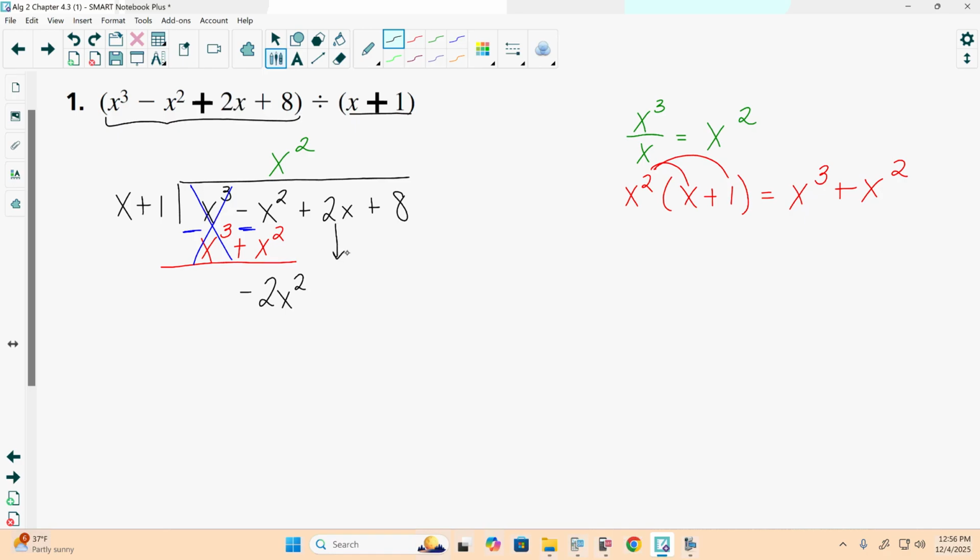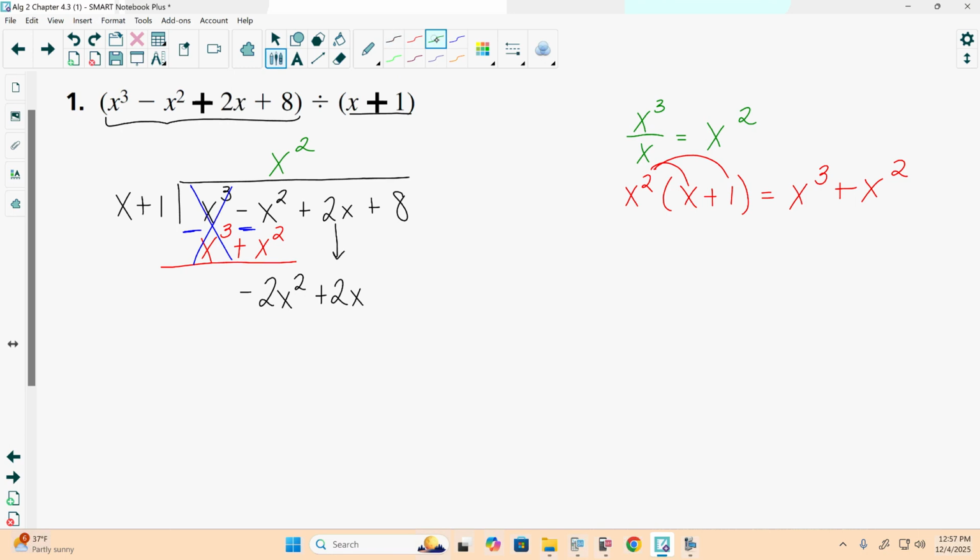Once we finish subtracting, we bring the next term down. Because outside I have two terms, so I need at least two terms there. I need two terms to two terms. Are you ready for the next step? We repeat what we just did again.